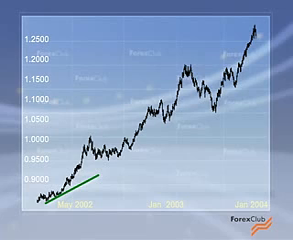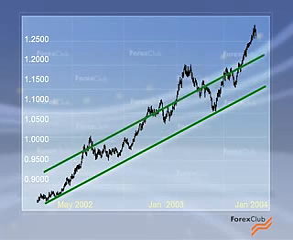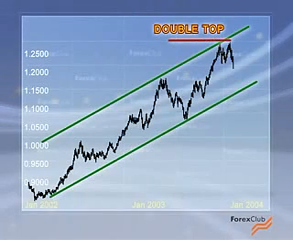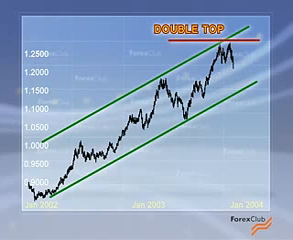The channel line gives us an appropriate target to take profit, and it's time to spot the downturn. Once again, double tops and bottoms come to our aid. The support line here is an appropriate target. Although it takes 3 months to reach it, you don't need to wait that long to take some profit.